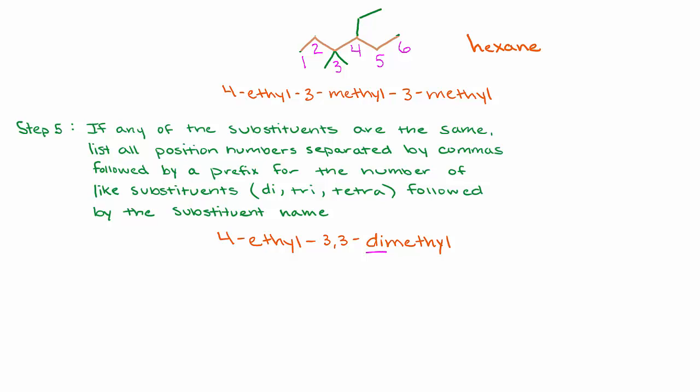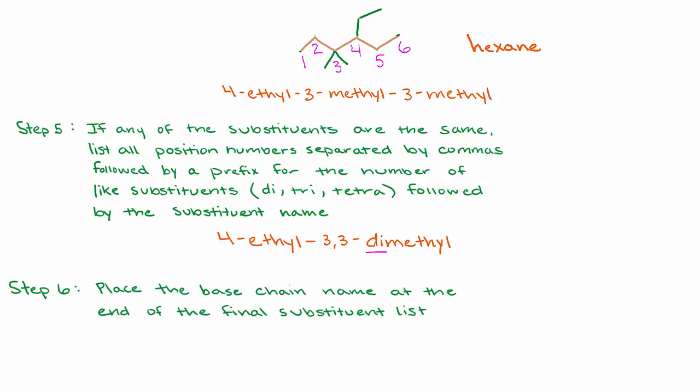Notice that our names, ethyl and dimethyl, are no longer in alpha order. It is always helpful to put the substituents in alpha order before combining like terms, as the prefixes di, tri, and tetra are not used when determining the naming order. Finally, in step 6, we will add the base chain name to the substituent list, or 4-ethyl-3,3-dimethylhexane. Naming isomers allows us to easily distinguish between them.